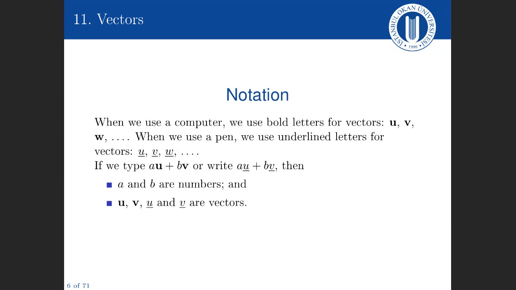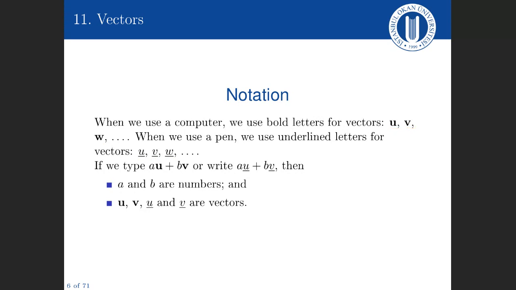Before I go on, let's talk briefly about notation. When we use a computer to write vectors, we use bold letters for vectors. For example, bold U, bold V, or bold W. When we're writing on paper or on a whiteboard with a pen, it's difficult to write bold, so instead we use underlined. Underlined U, underlined V, or underlined W for vectors.